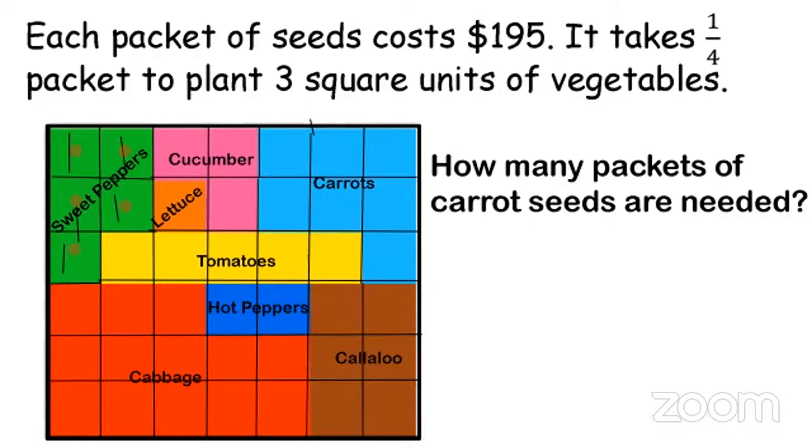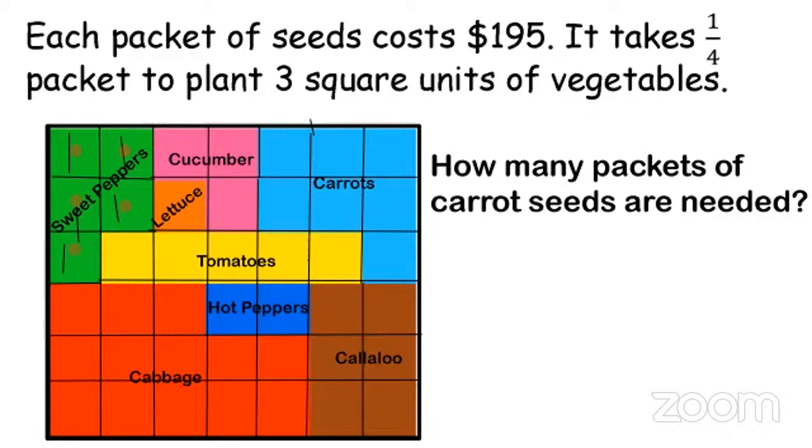Yes, 4. So you're saying that a whole packet can plant for what? Square units of vegetables? No, Miss. Miss, a whole packet could plant. Miss, could a whole packet plant 12 square units?